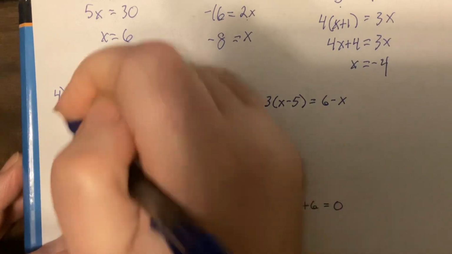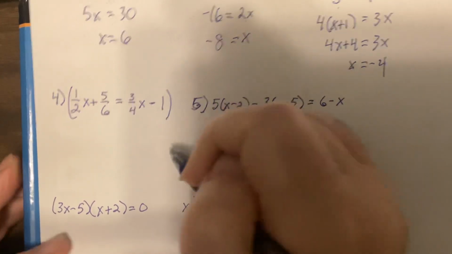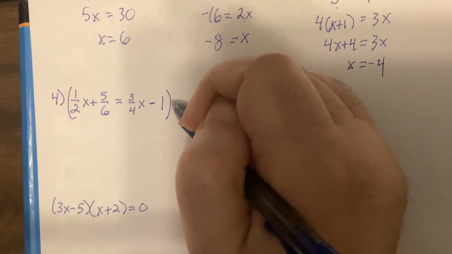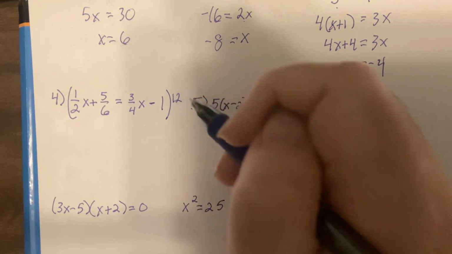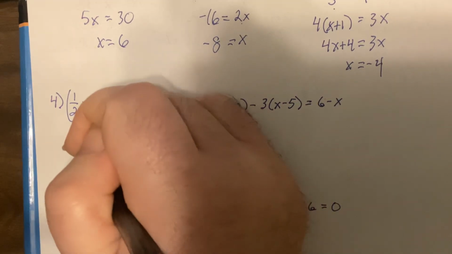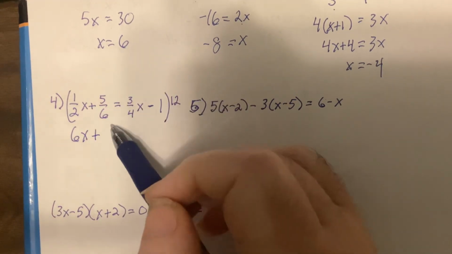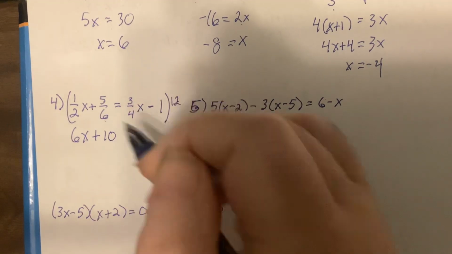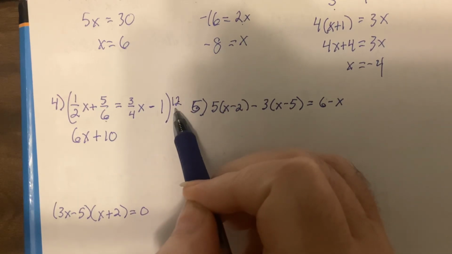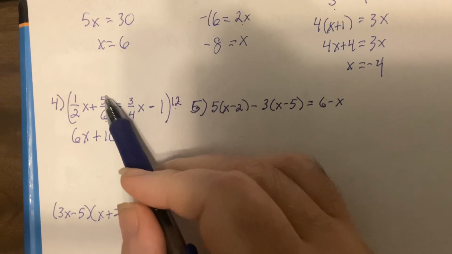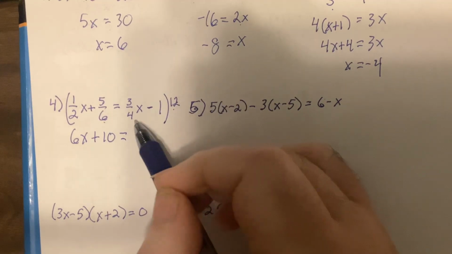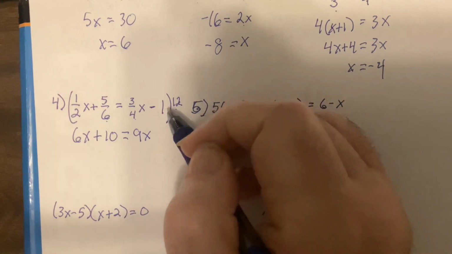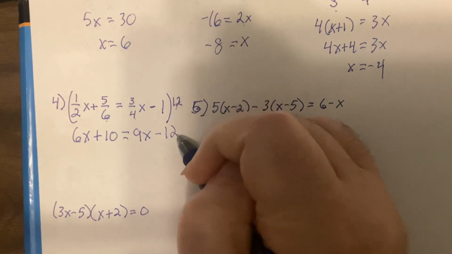Here, when you have fractions, it's easier to multiply both sides by the LCD, to get rid of those fractions, which in this case is 12. So 1/2 of 12 would be 6x. 6 goes into 12 twice. 2 times 5 is 10. So the denominator divides into the number, then you multiply what's left over to the top. 4 goes into 12 3 times. 3 times 3 is 9. And then 12 times 1 is 12.